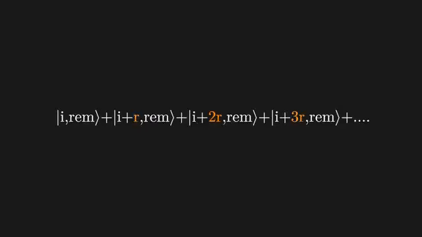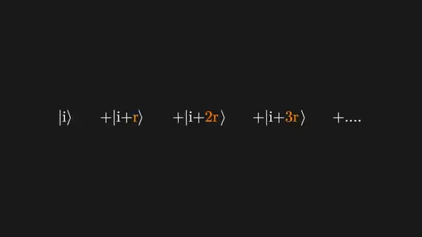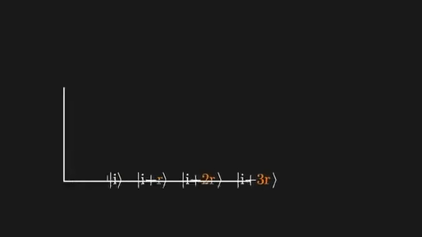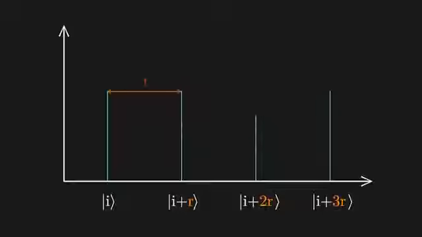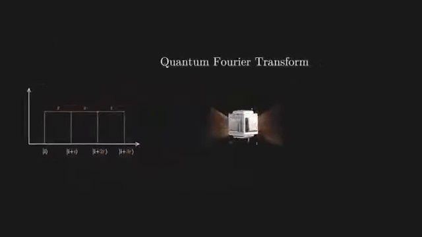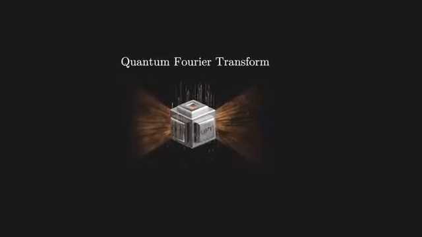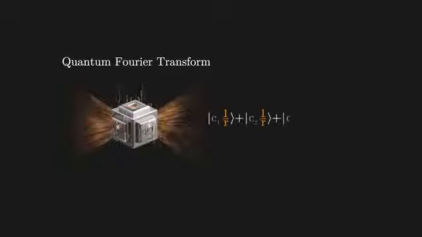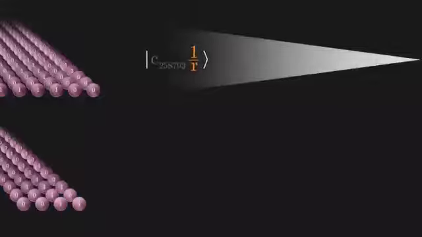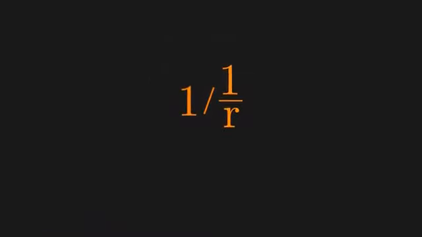Since the remainder is now the same for all states, we can put it to the side, and we now have a superposition that is periodic. Each term is separated from its neighbors by an amount r. If we now apply the quantum Fourier transform to this superposition of states, and I'm simplifying a little here, we will be left with states containing 1 over r. So all that's left to do now is perform a measurement and find r by inverting it. And that's it for the quantum part.